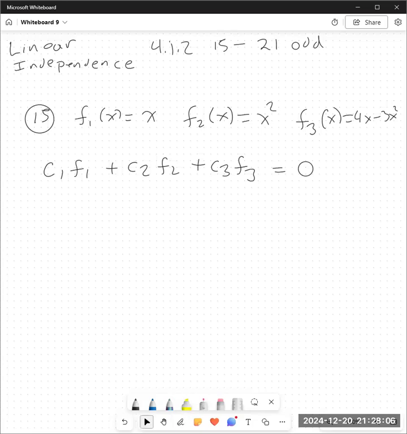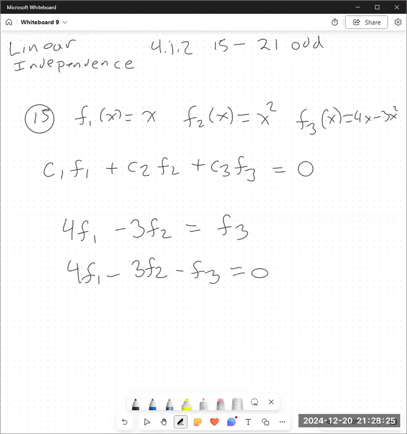So these are linearly dependent because we can see that 4f1 minus 3f2 is equal to f3. So 4f1 minus 3f2 minus f3 is going to be equal to 0. So I have C1 equals 4, C2 equals -3, C3 equals -1. So they are linearly dependent.